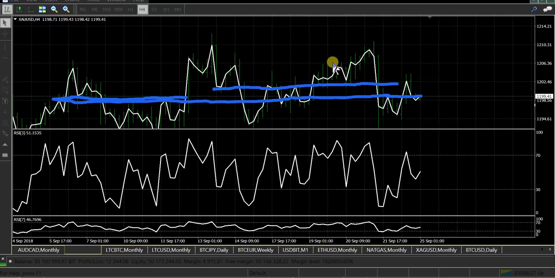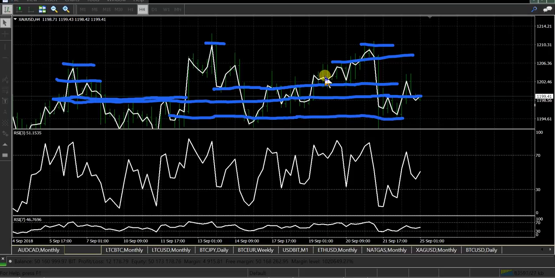I could say the same thing about just the grid that MetaTrader randomly put up here. Well, look at that. It's good to buy down here. No shit.